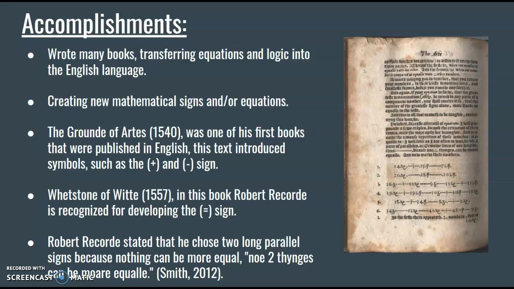Another book that is of great significance is Whetstone of Wit. In this book, Robert Ricordi is recognized for developing the equal sign. Lastly, Robert Ricordi stated that he chose two long parallel signs because nothing can be more equal.